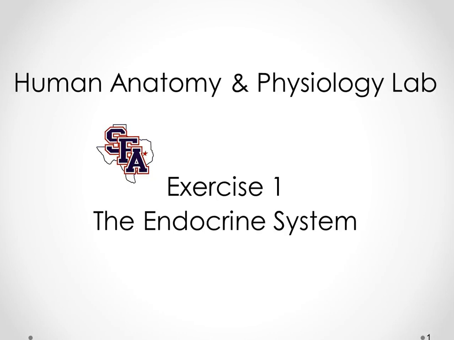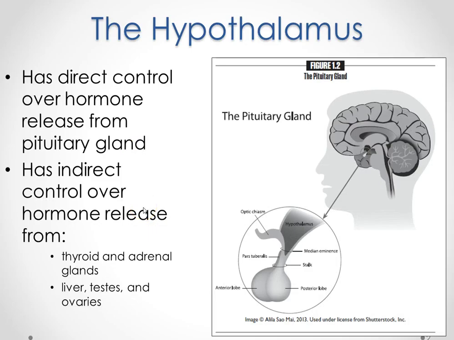So the nervous system is going to be a really quick, fast-paced change that the body needs, where the endocrine system is going to be a little bit slower, but it's going to allow for the change to be more long-term. Now, the first organ we're going to look at is going to be the hypothalamus. It's going to be inside of the brain.